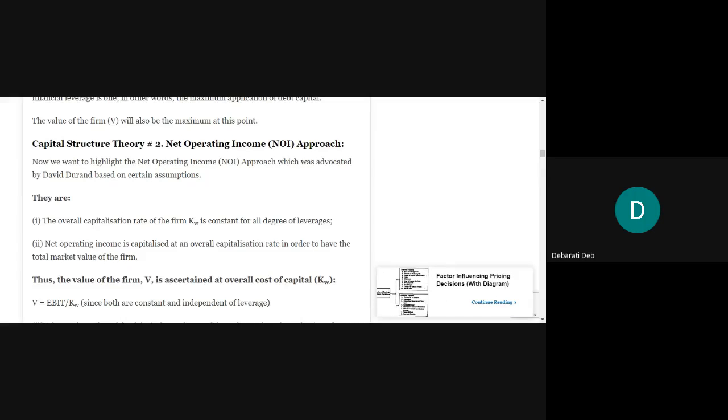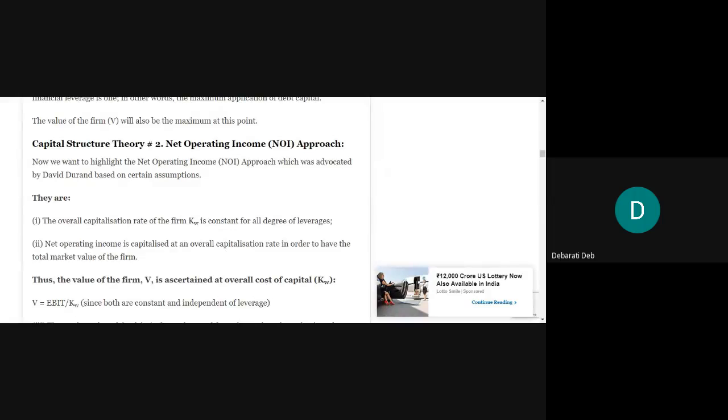So who will tell me what was the theory that we read yesterday? Net income approach. Yes. So that was the very first theory in capital structure. The next similar sort of theory, but with a little bit of difference, is called the net operating income approach. This is our second theory.